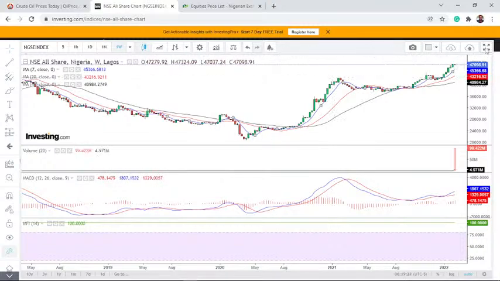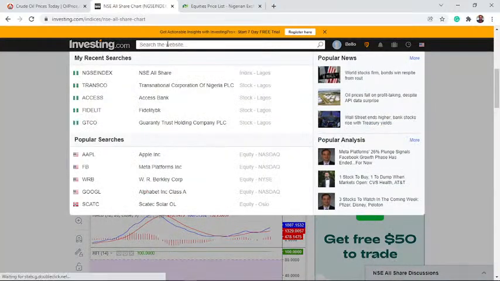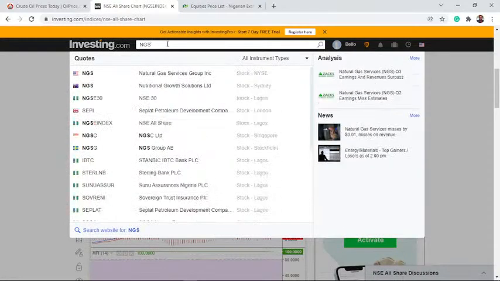Yes, quick one. Let's just go to the banking index to look at how it's faring, before we enter Access Bank. Let's see how the banking sector index is faring.